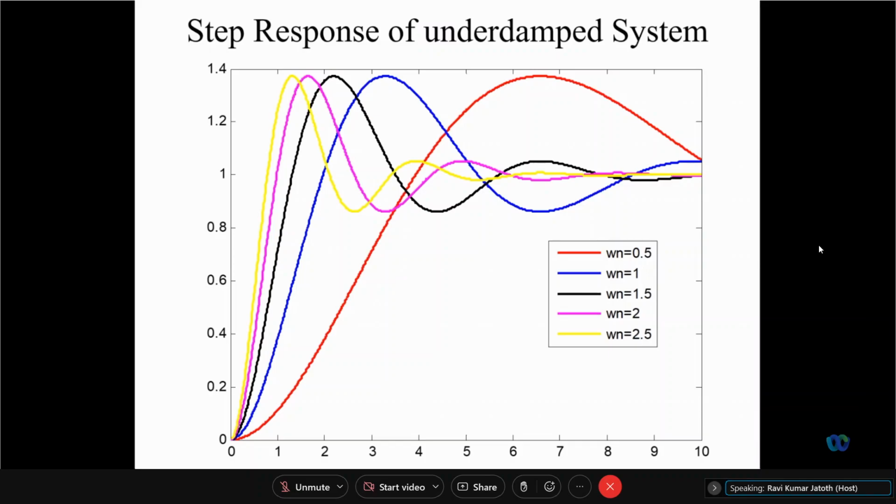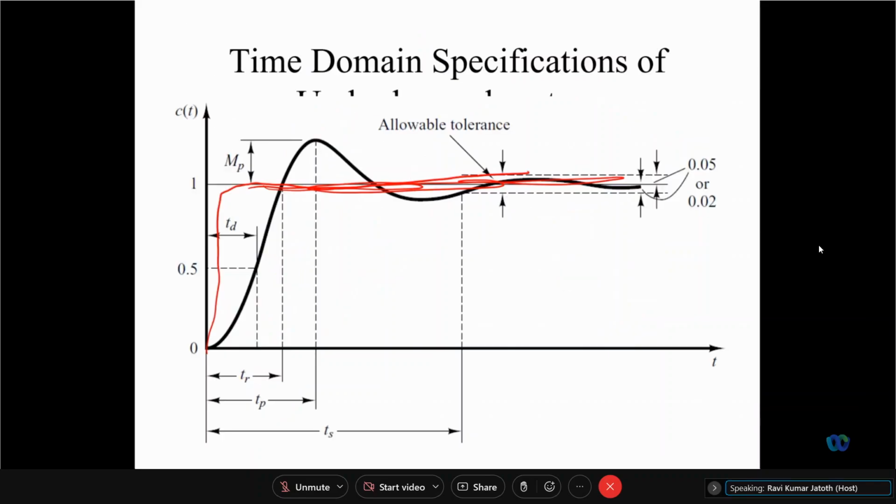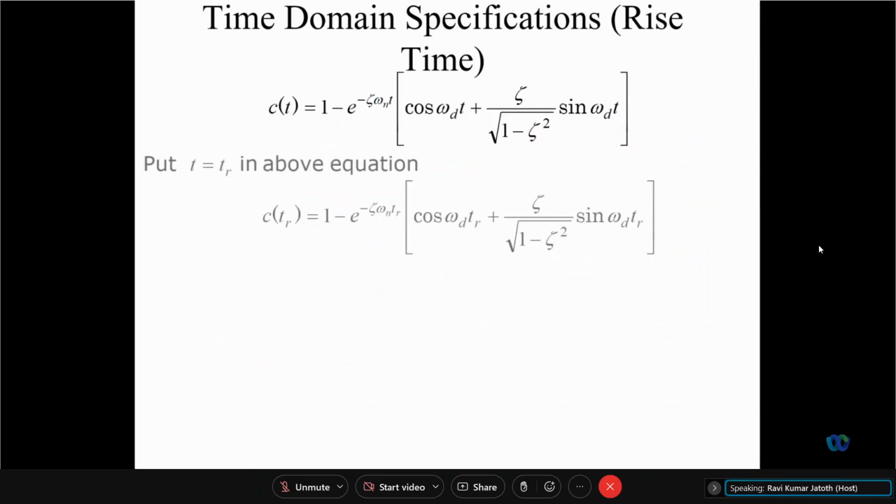So these plots you have to plot using MATLAB. Now coming to the rise time. How do you define rise time? Rise time is defined as the time taken for the response to reach 10% to, so that means we have three systems. One is undamped system, one is underdamped system, one is critically damped system. For various systems we define rise time differently.